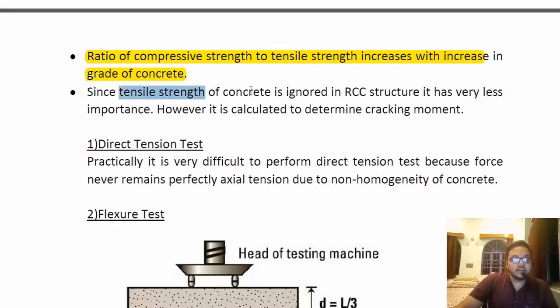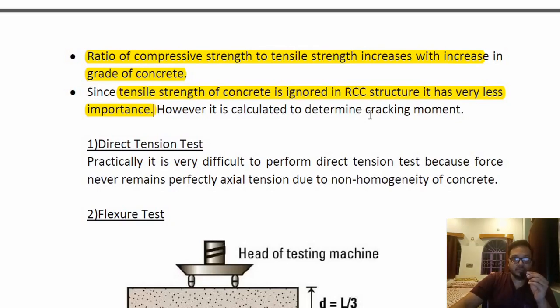Now, since the tensile strength of the concrete is ignored in RCC structure, it has very little importance. Just note one thing, that tensile strength of concrete is ignored in RCC structure. Why? Because the tension will be taken up by the reinforcement, that is, the steel reinforcement that we'll be using in the concrete members. We will read about reinforcement in some later section. Till then you need to know that the tensile strength of concrete is ignored in the case of RCC structure.